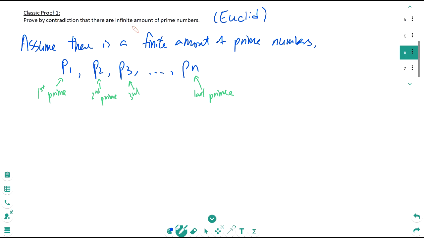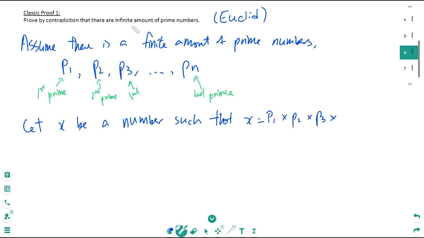Now Euclid, this genius, has done a very special trick here. We're going to let x be a number such that x equals all these prime numbers multiplied, P1 times P2 times P3 all the way times Pn. And then after that, he adds 1 at the end. Now, why is this genius?